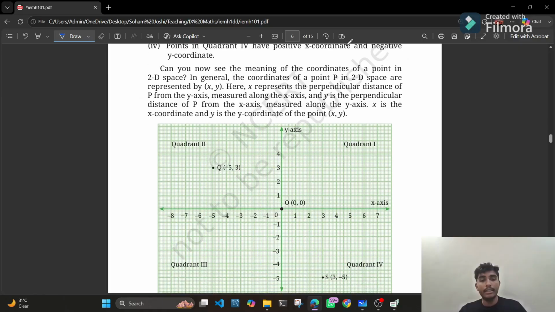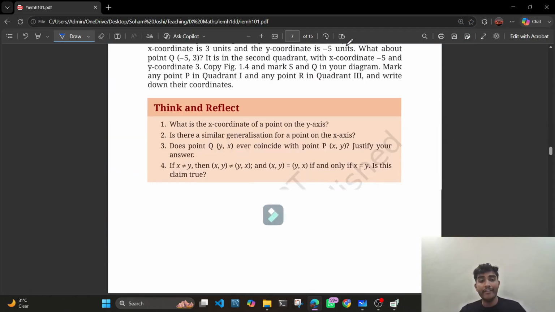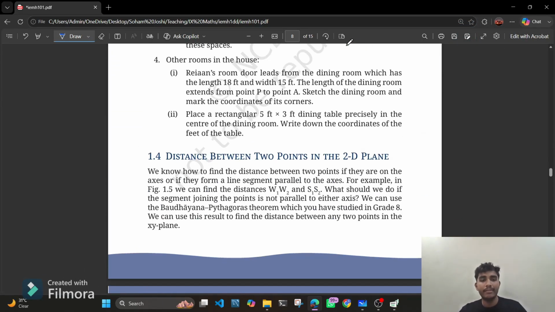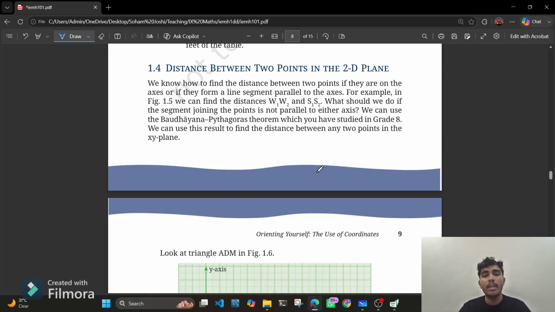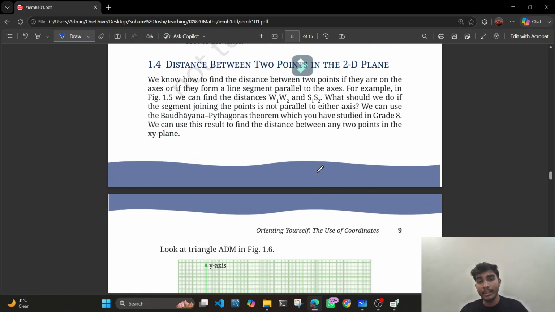Okay. Now second thing we have, second and the last thing for this chapter. This is a very छोटू chapter. ठीक है. That is the distance between 2 points in a 2D plane.